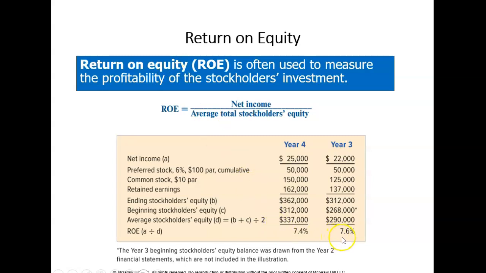7.4% compared to 7.6% in year 3. So as we see, we are slightly less profitable in terms of using equity to generate net income in year 4 compared to year 3.